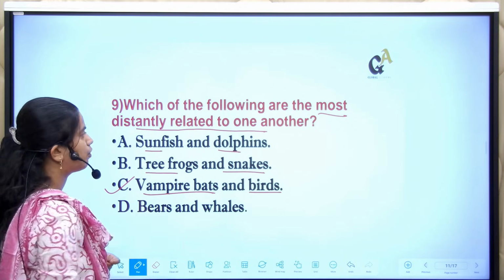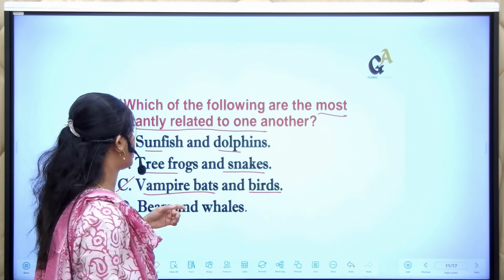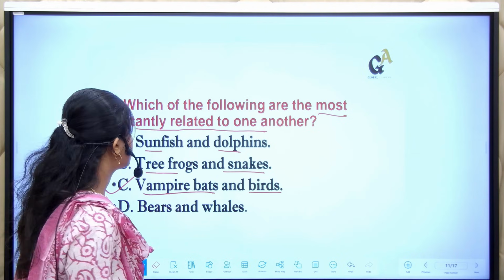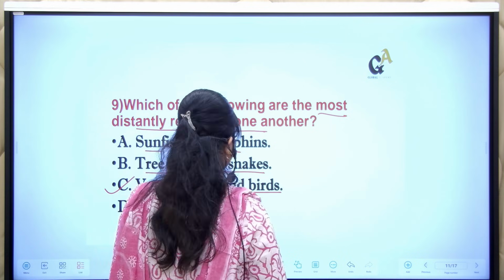So which among the following is most distinctly related to one another? That will be option C, that is vampire bat and the birds.